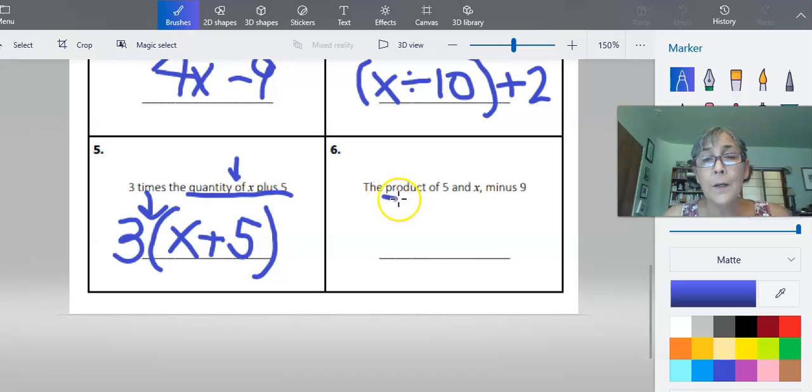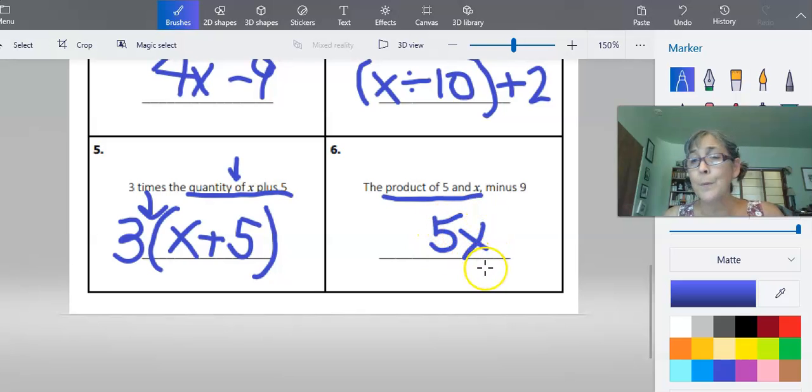The product of 5 and x. Product is times, so I'm going to put 5x. And we don't have to put parentheses for multiplication, only for subtraction, addition, and division. Minus 9. All right, that's how you do those. Do the best you can. You're taking these little sentences and turning them into numerical symbols using numbers and the variable x.